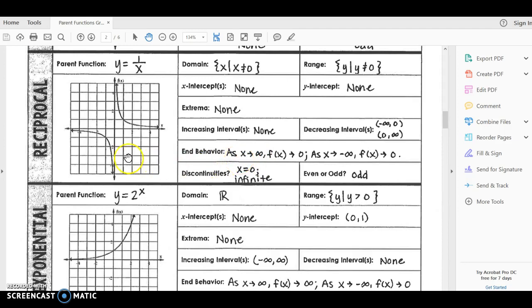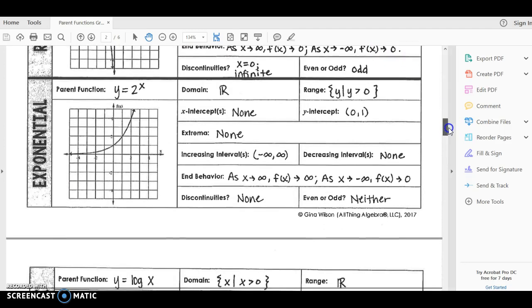End behavior: as x approaches infinity, what does y do? So here's our graph. It approaches this number here, which is 0. And as you go to the left, as x goes to negative infinity, this also approaches the origin here, which is 0.